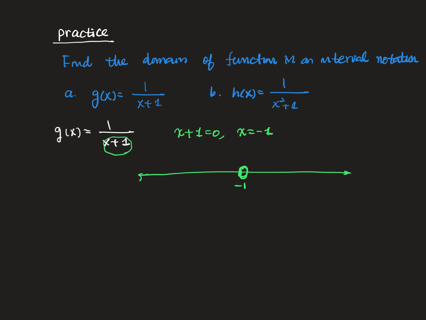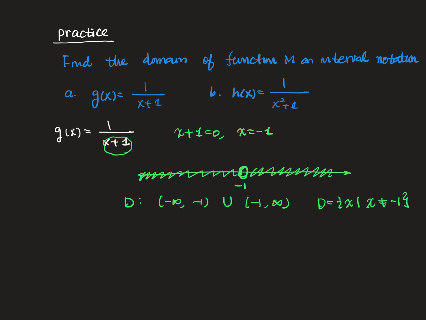Exclude negative 1. So you're going to have this one and this one. So in interval notation: negative infinity to negative 1, union negative 1 to infinity. That's the domain. Another way to write this domain is set notation. You write it this way: x value, x cannot be negative 1. So that's the excluded value, guys.